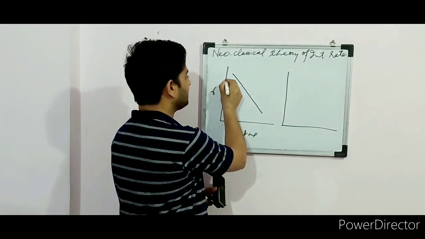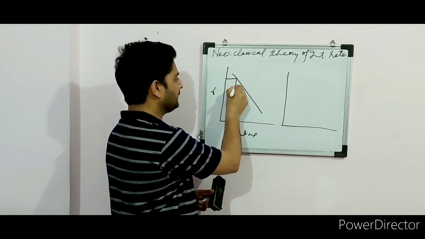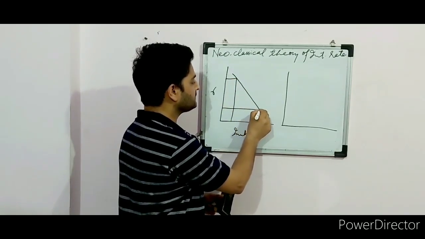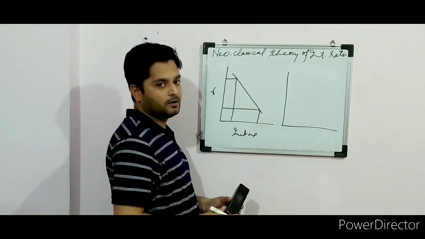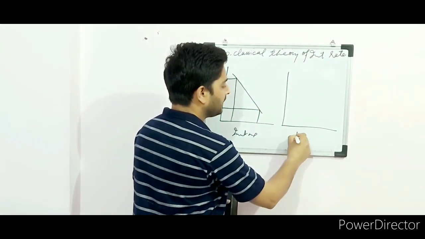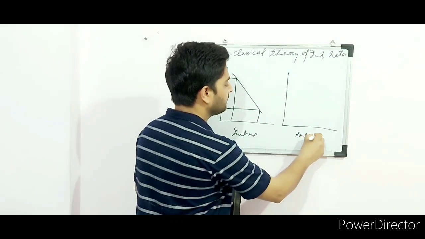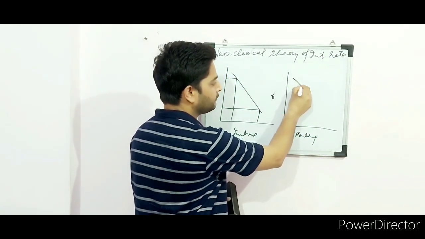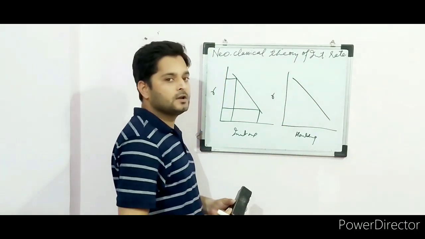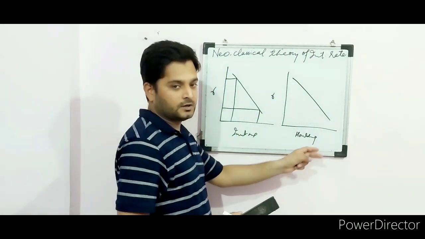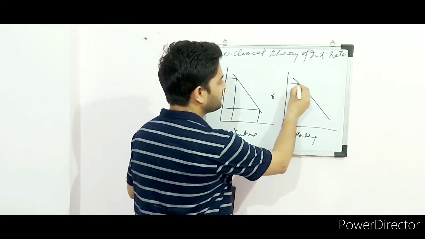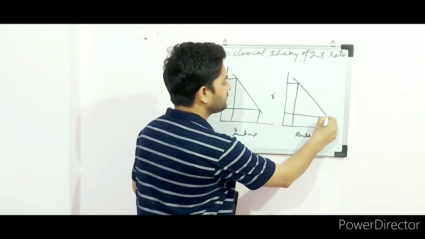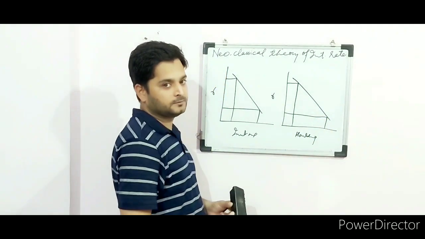Because at higher rate of interest we invest lesser amount, at lower rate of interest we invest higher amount. And in the same way, here we measure holding money and here we measure rate of interest. So the demand for holding money curve is also in the declining shape. Means at higher rate of interest we hold lesser amount of money, and at lower rate of interest we hold higher amount of money, right?